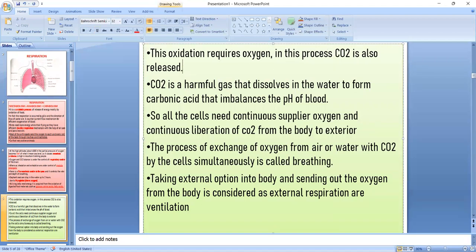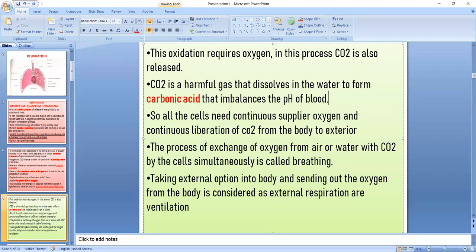We all know CO2 is a harmful gas that dissolves in water to form carbonic acid. So what happens when carbonic acid forms? That imbalances the pH of blood. The blood pH is reduced. So that leads to a very, very fatal condition, respiratory acidosis. That leads to death.